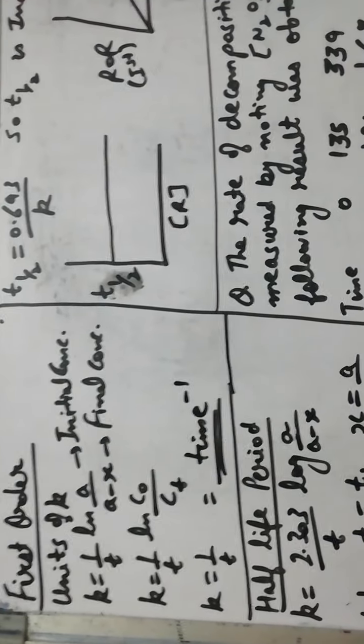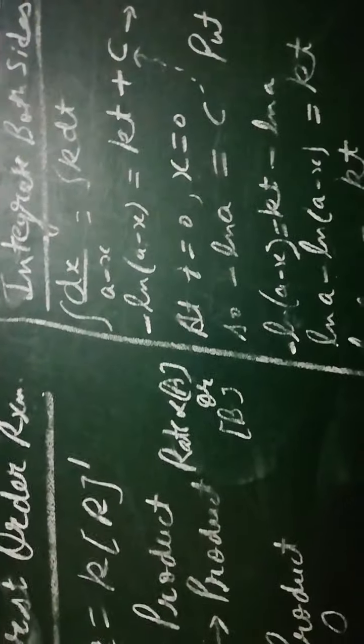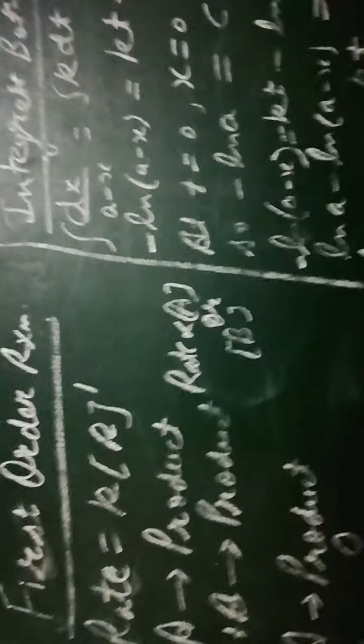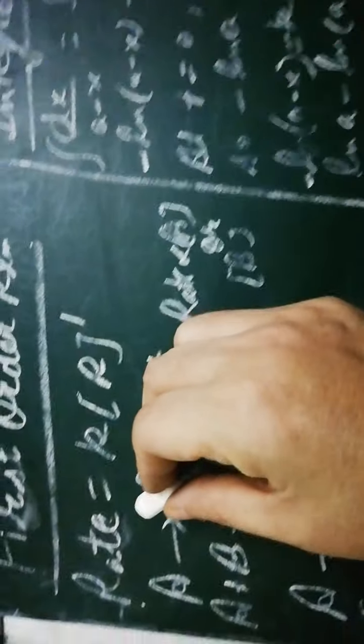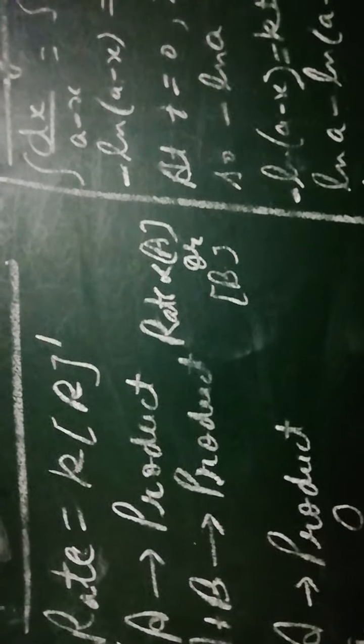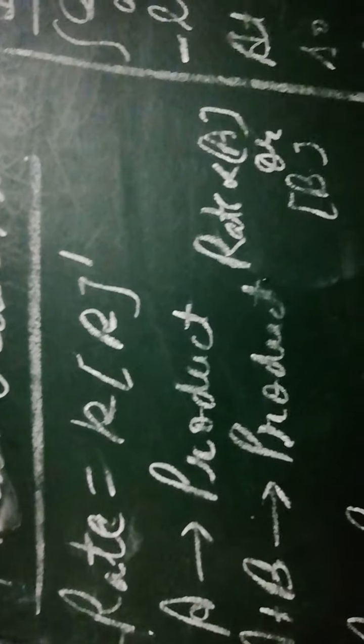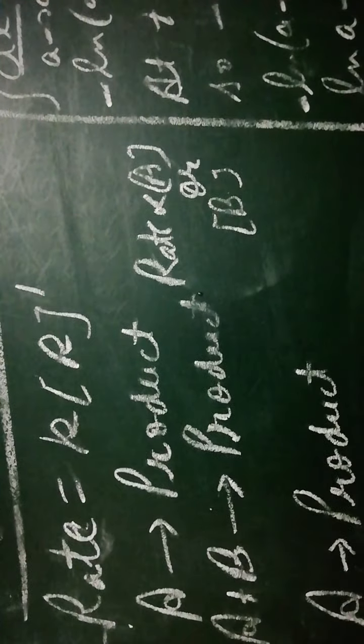So greetings everyone, this is the fourth lecture of chemical kinetics, and in this we will derive the integrated rate equation for a first order reaction. For a first order reaction we can write that the rate of the reaction is equal to the rate constant into the concentration of reactant raised to power 1. Why raised to power 1?